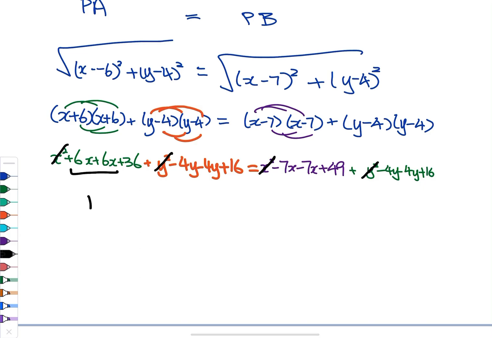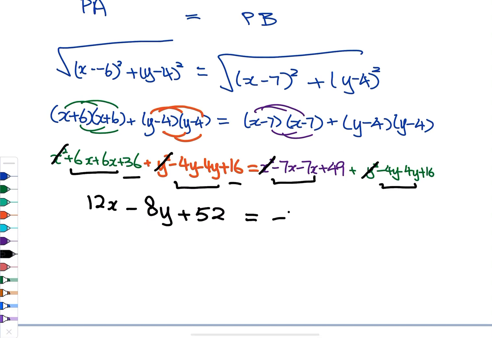6x plus 6x, 12x. And then negative 4 minus 4, negative 8y, 36 plus 16, you have 52. Is it? It should be. I don't know, you can check. And then negative 7 minus 7, negative 4 minus 4. And then 49 plus 16, 65. It should be. You can also check.